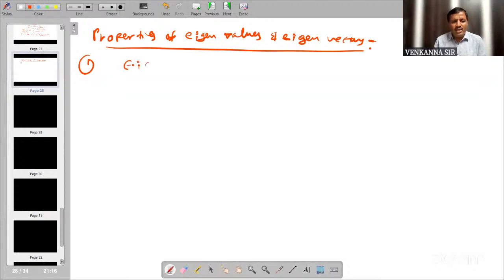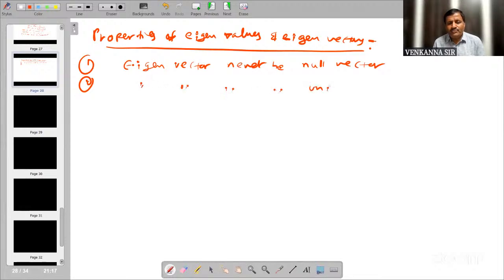eigenvector can never be a null vector. Already I told you, eigenvector is a non-trivial solution. Eigenvector is always a non-trivial solution. Second, eigenvector is never unique. As I told you already, eigenvector has an infinite number of non-trivial solutions. Eigenvector is always expressed in terms of k.